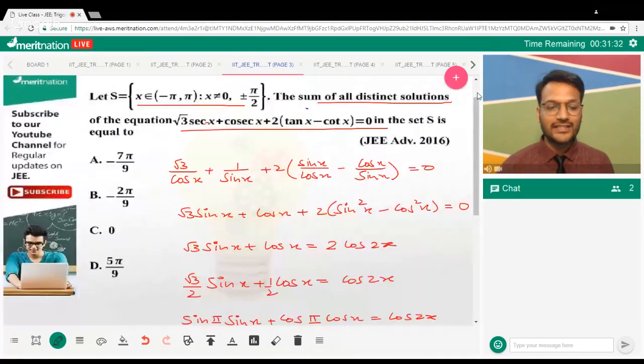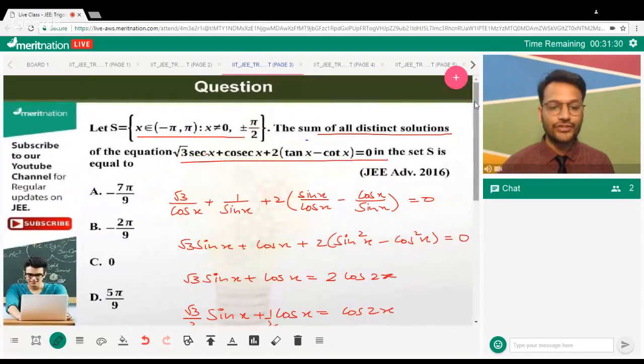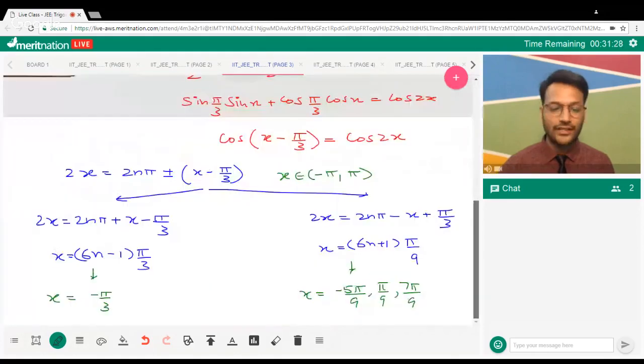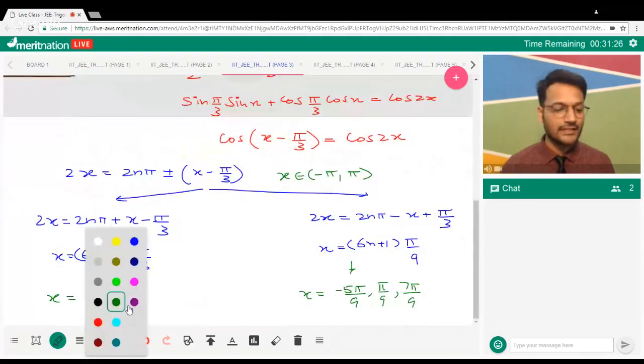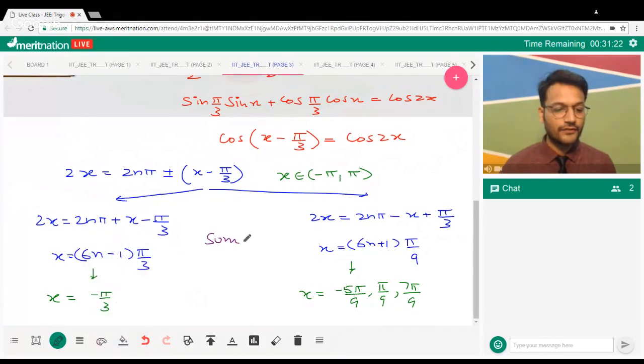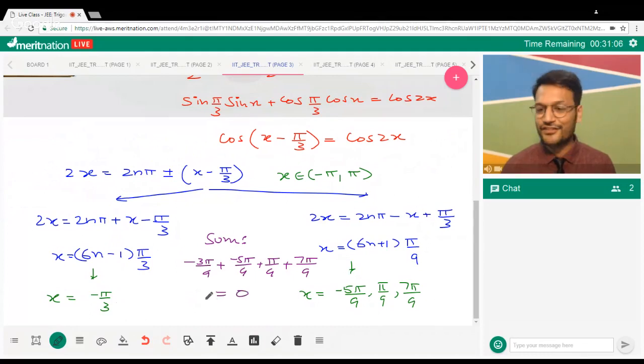And the question is asking for the sum of all the distinct solutions of this equation. So again, we need to figure out the sum of all of these values. What will be the sum? This can be written as negative 3 pi by 9 plus negative 5 pi by 9 plus pi by 9 plus 7 pi by 9. If you add, this turns out to be 0.